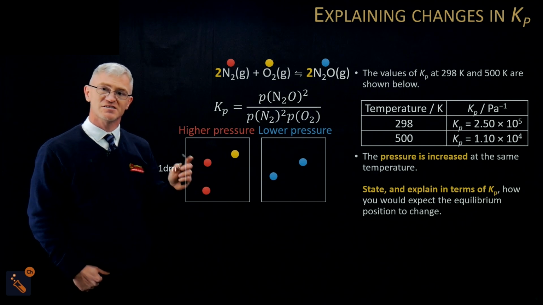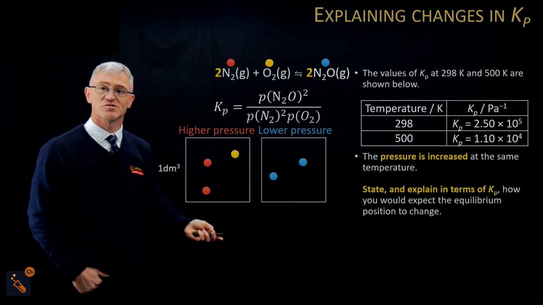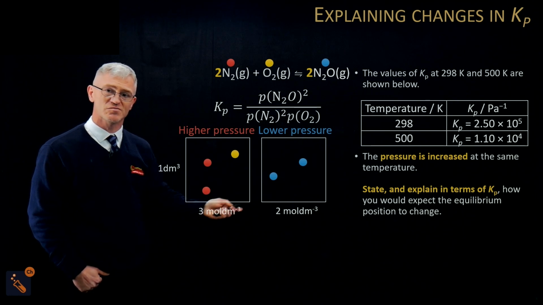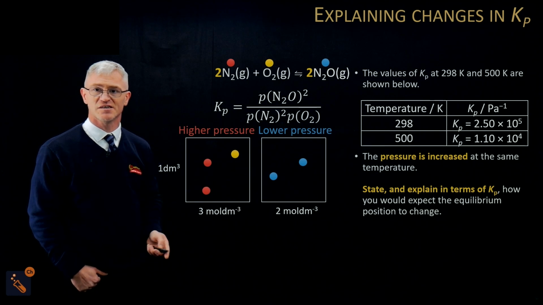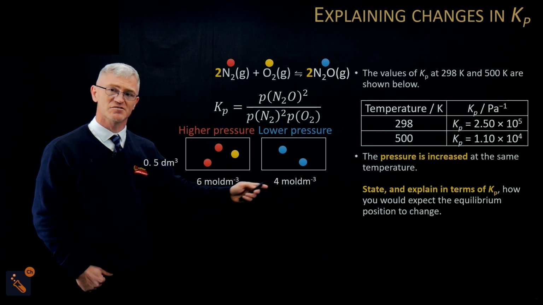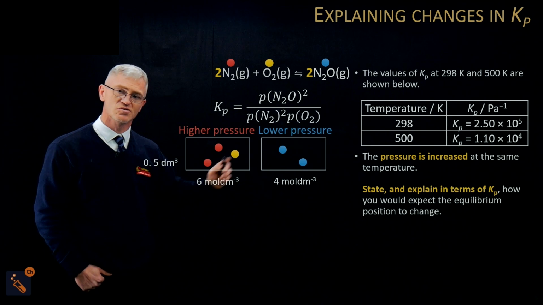Now, in the question it says pressure is increased and the temperature is maintained the same. So we're going to increase the pressure by just reducing the size of the container. Starting off, that would be 3 moles per decimeter cubed and then 2 moles per decimeter cubed, because of the number of moles we've got represented here. So if we reduce the size of the container, you can see that goes up to 6 and that goes up to 4. So we've got an increase from 3 to 6 and 2 to 4.